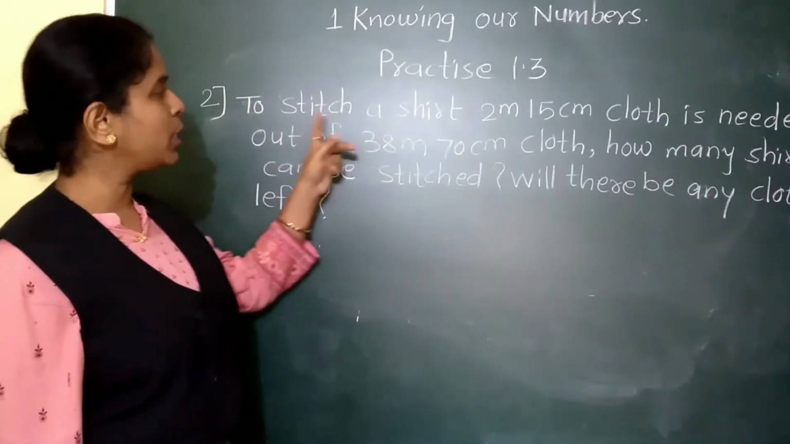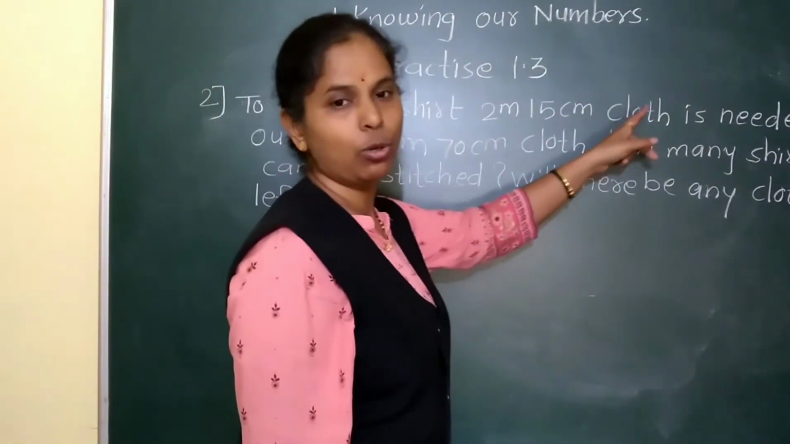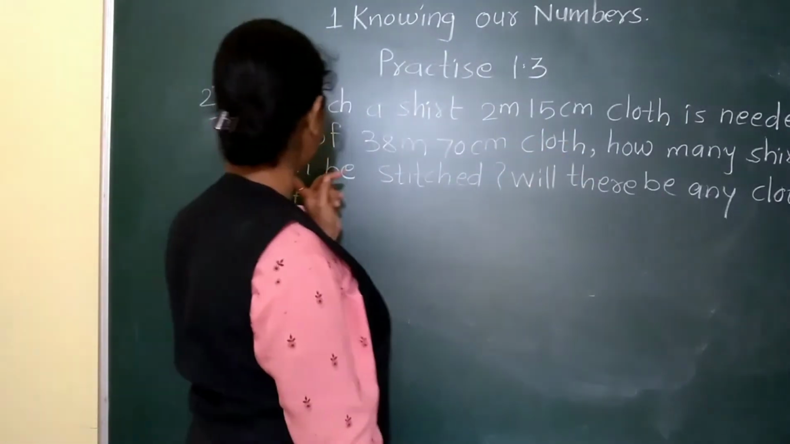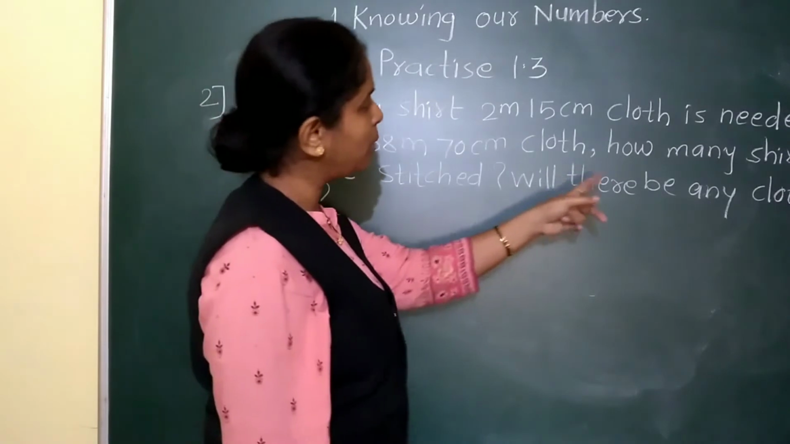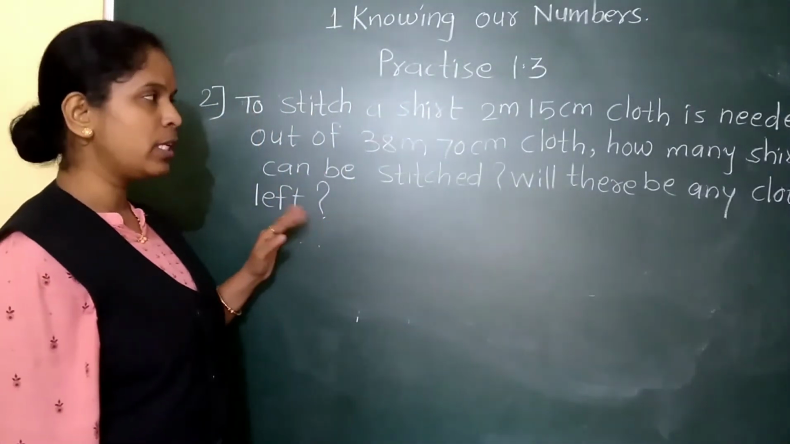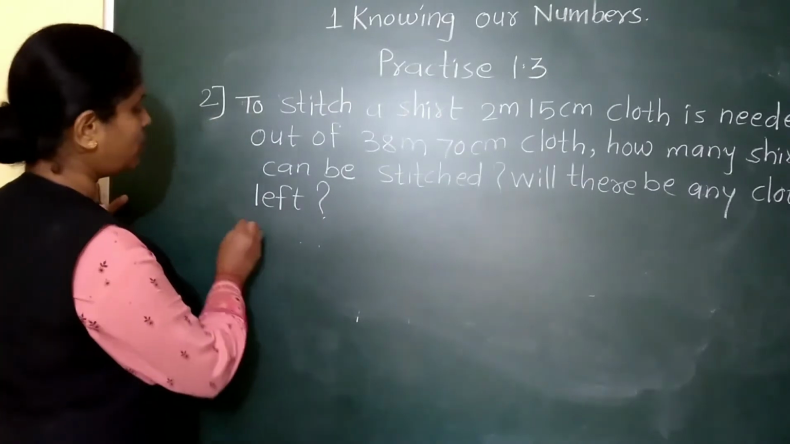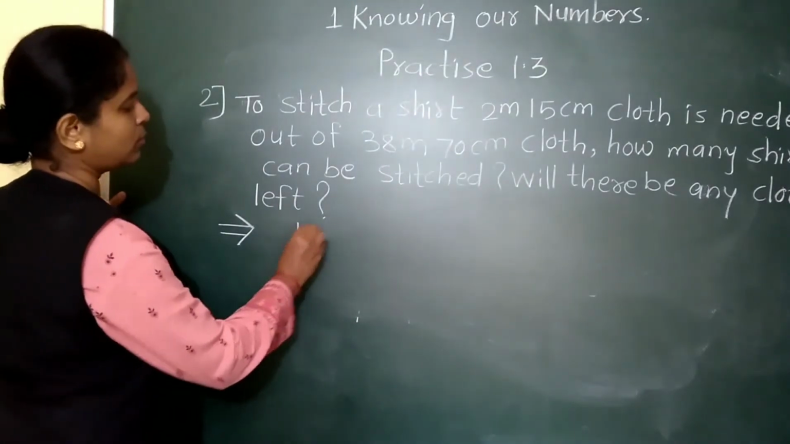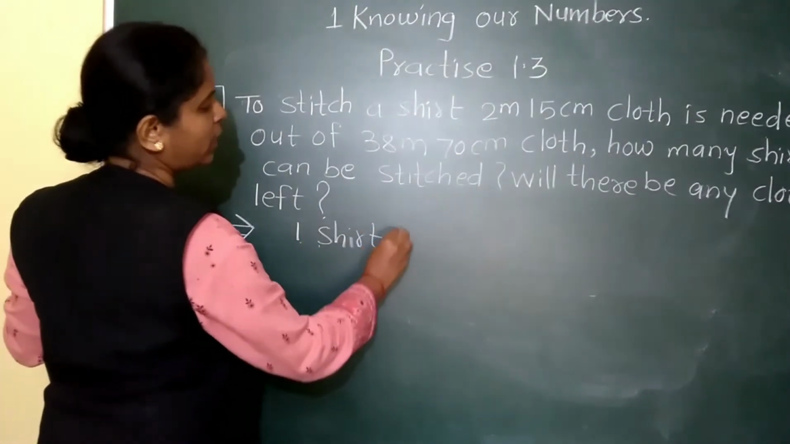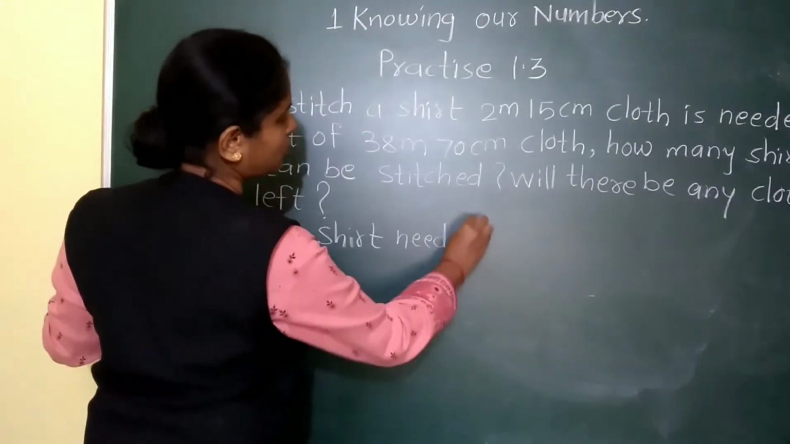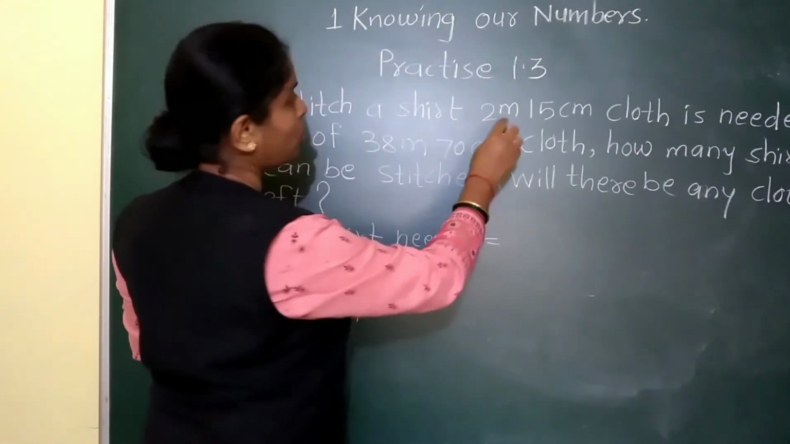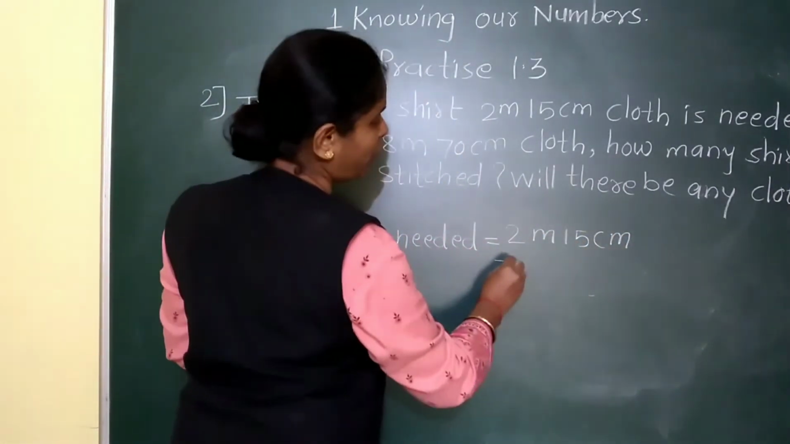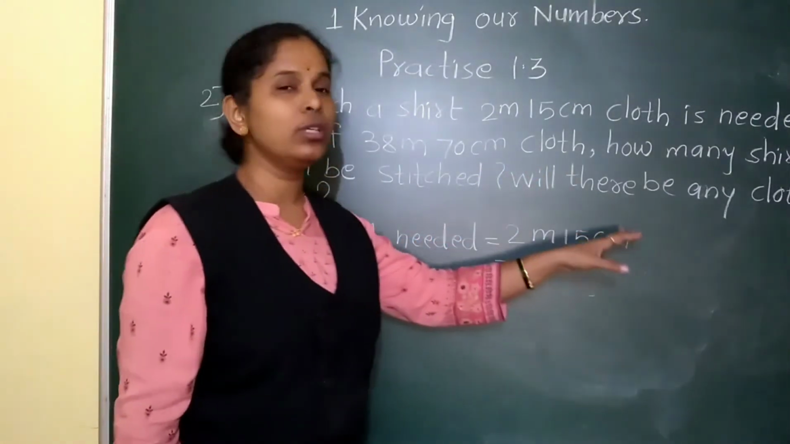Question number 2. To stitch a shirt, 2 meter 15 centimeter cloth is needed. Out of 38 meter 70 centimeter cloth, how many shirts can be stitched? Will there be any cloth left? This we have to find out. Now, what is the meaning of this question? One shirt needs how much cloth? 2 meter 15 centimeter.